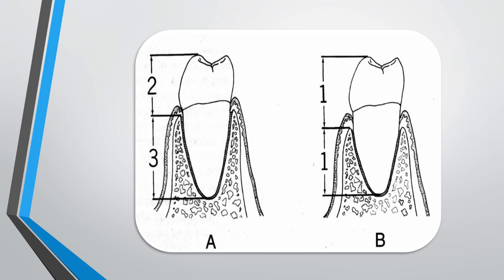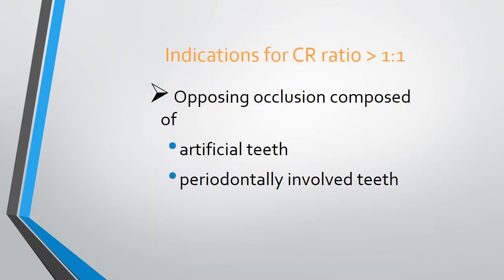This 1:1 ratio is also considered sometimes. The indications for a 1:1 crown-root ratio are very minimal. For example, if the opposing arch has artificial dentition, this 1:1 ratio is acceptable, because the masticatory load or chewing forces generated with artificial dentition are comparatively lesser than with natural dentition. And a 1:1 ratio is also indicated if the opposing arch has a compromised periodontal condition, but it needs to be stabilized properly.